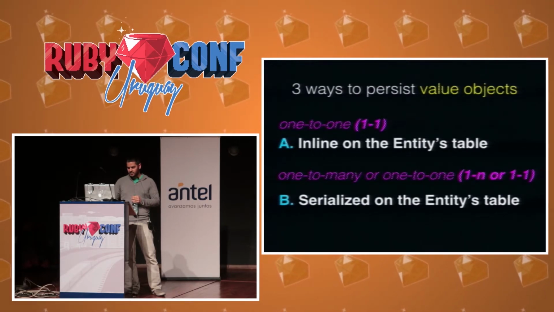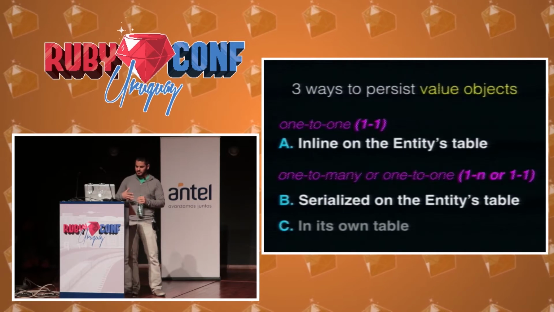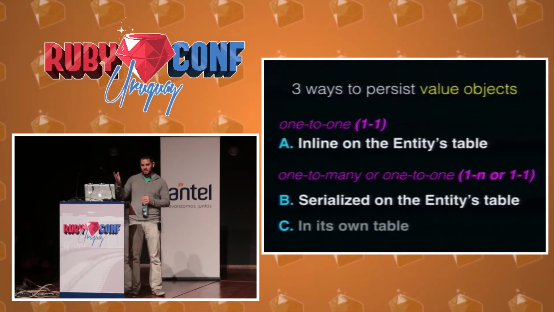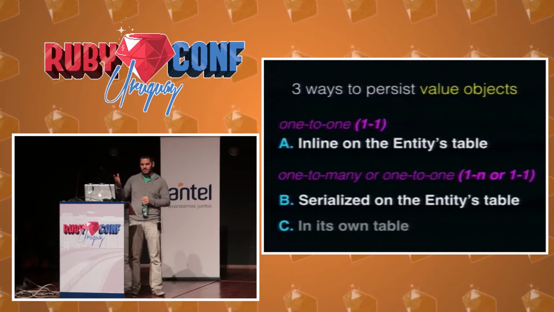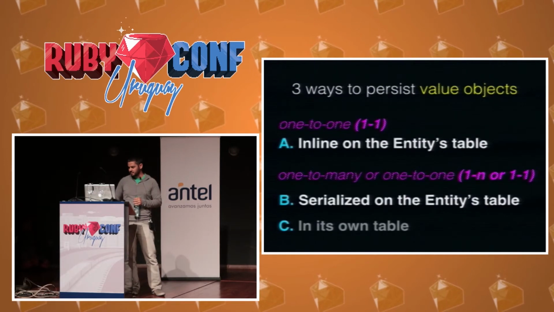And then the third option is in its own table, but when you put value objects, again, talk about screenshots, in their own table, then we're inheriting from active record to make that work. And it's very difficult to make value objects immutable in active record.